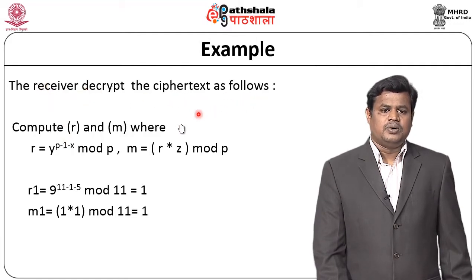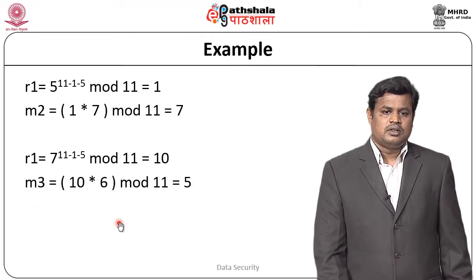Here they need to compute R and M, where R is equal to Y power P minus 1 minus X mod P, and M is equal to R into Z mod P. So now we can see that 9 power 11 minus 1 minus 5 mod 11 is equal to 1, and M is 1 into 1 mod 11, which is 1. So now I got the letter A. Similarly, I do the same for the letter G and also the letter E.